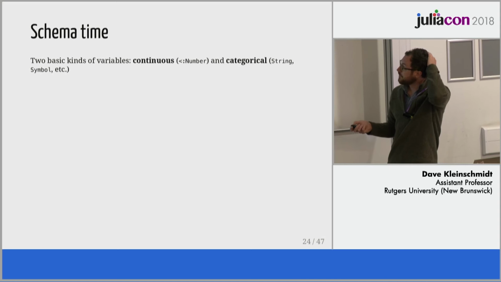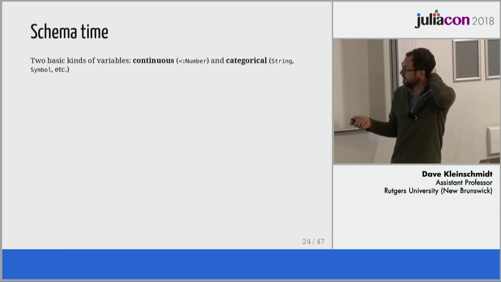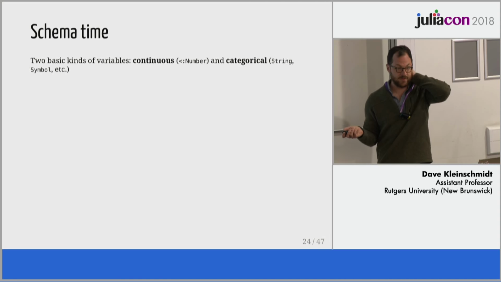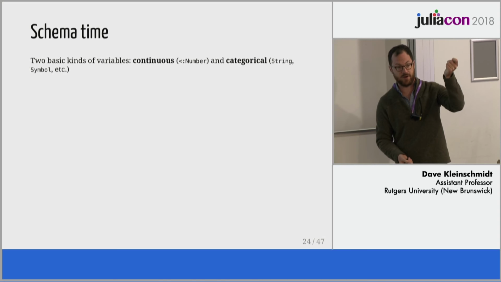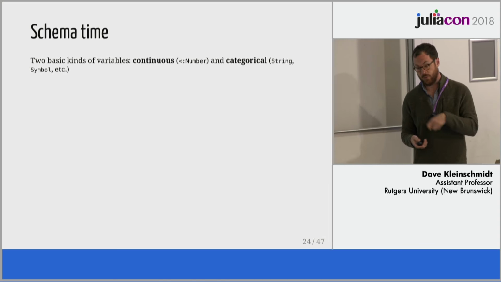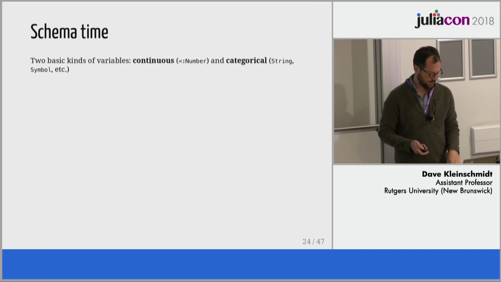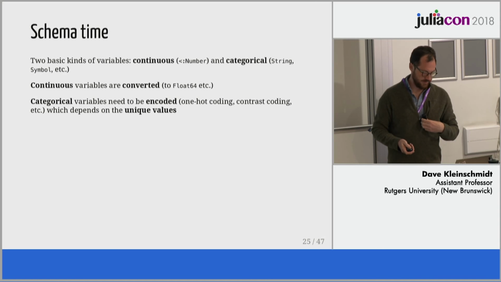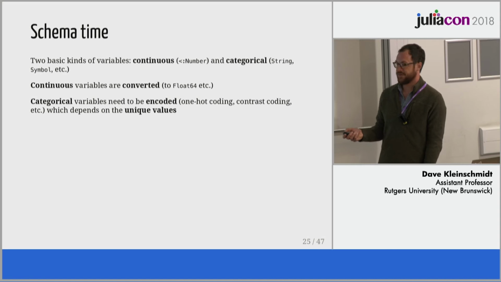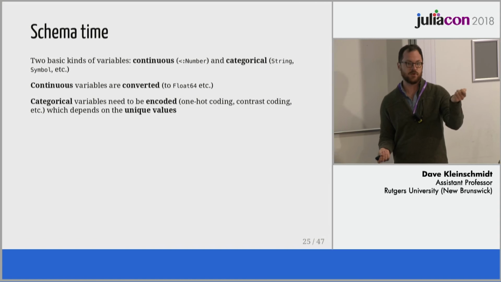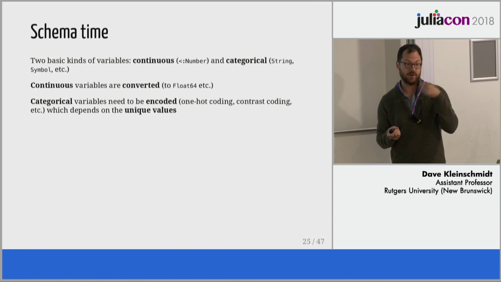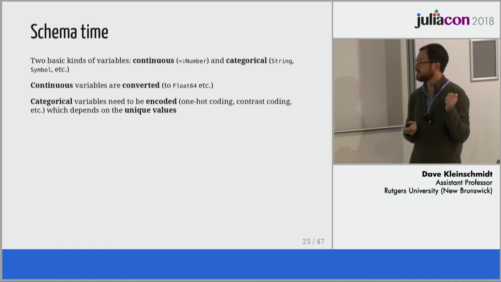Okay, now what do we do at schema time? There are two basic kinds of variables, right? There's a continuous variable, which basically is just a numeric array already, in which case we just want to convert it over. And there are categorical variables, things like vectors of strings or symbols or anything that can't be straightforwardly converted into a vector or an array of numbers, right?